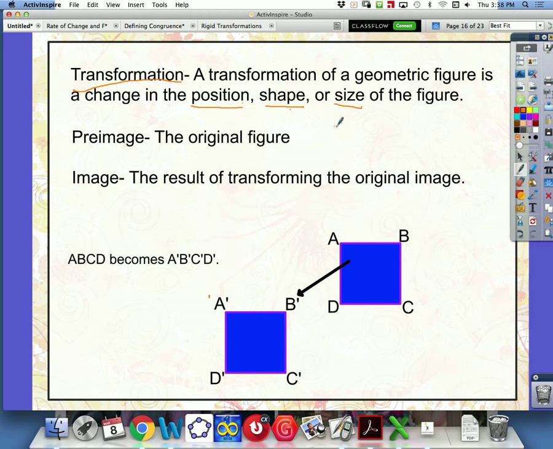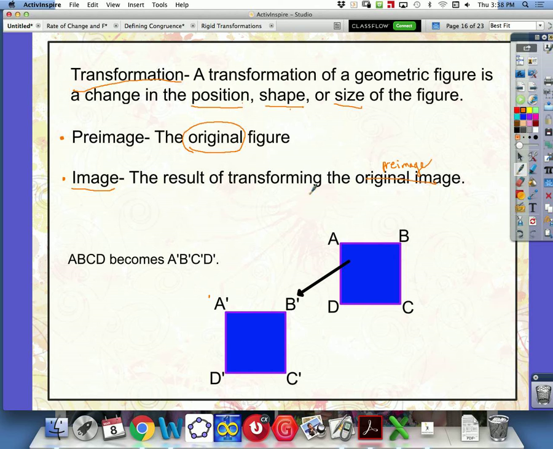Now, when we're dealing with transformations, we're going to have 2 types. We're going to have the preimage and the image. The preimage is always going to be the original figure. So that means whatever shape you're given. Once we transform the original figure, then you get the image. So the image is the result of transforming the original image or the preimage.